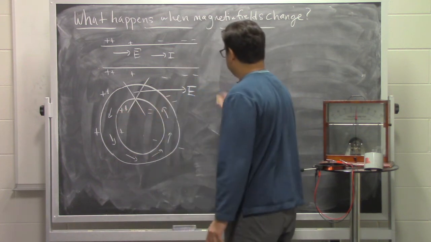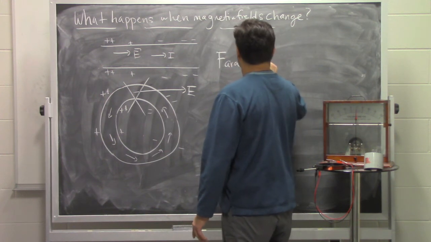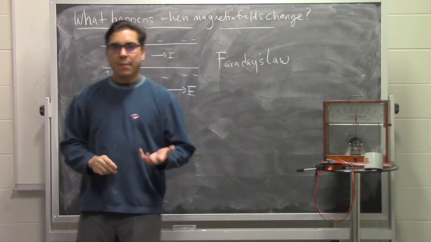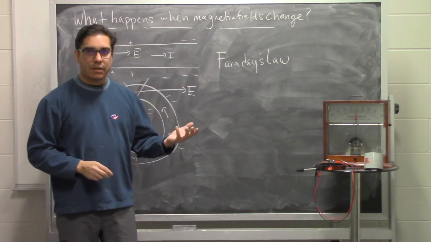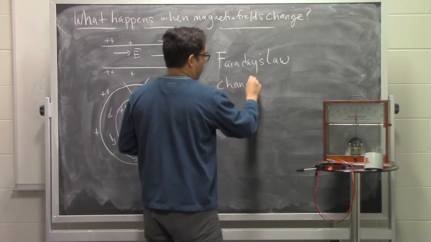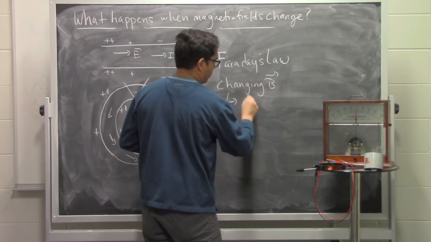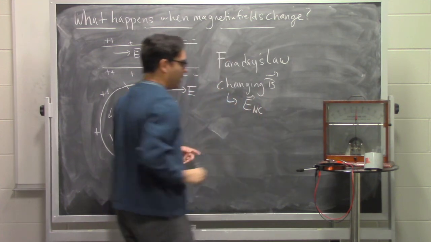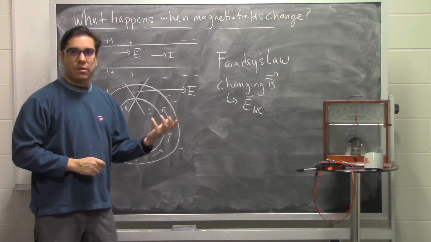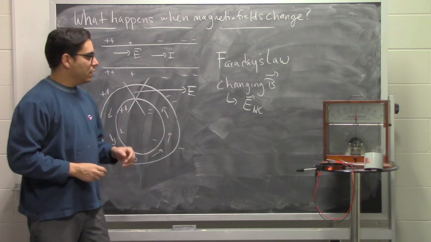And that new mechanism we're going to call Faraday's law. And Faraday's law is a mathematical statement of what happens when you have a changing magnetic field. Essentially, a changing magnetic field produces an electric field. And we're going to label it for the moment as E_NC because it's actually an electric field that's not associated with static charges. It is a non-coulombic electric field.